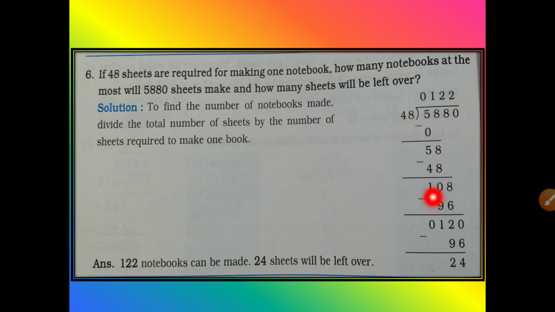1 minus 9 not possible, borrow from 1. This will be 10. 10 minus 9, 1. This will be 0. Copy the last number, that is 0. 120. 48 2s are 96. 0 minus 6 not possible, borrow from 2. This will be 10. 10 minus 6, 4. This will be 1. 1 minus 9 not possible, borrow from 1. This will be 0. This will be 11. 11 minus 9, answer is 2. So 122 notebooks can be made and 24 sheets will be left over. This is the remainder, 24. So the 24 sheets will be left over.